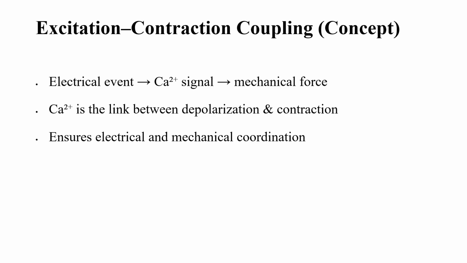The bridge between these two is calcium. When the cardiac cell depolarizes, calcium enters the cell, triggering the release of even more calcium from internal stores. That surge in intracellular calcium allows the contractile filaments, actin and myosin, to interact and generate force.